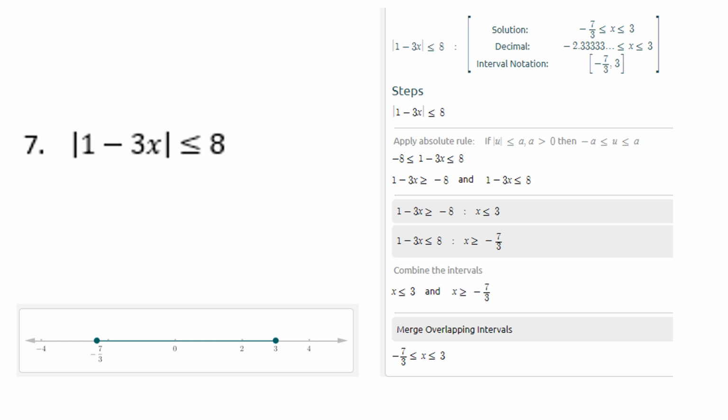Here was an absolute value inequality. I did ask you to give the answer in interval notation and graph it. In interval notation, the solution is minus 7 over 3, comma 3. And those should be brackets, and the graph should look like this. So give yourself 3 for that number, 3 for this number, and 3 for the correct graph. And give yourself 1 if you didn't get anything right.